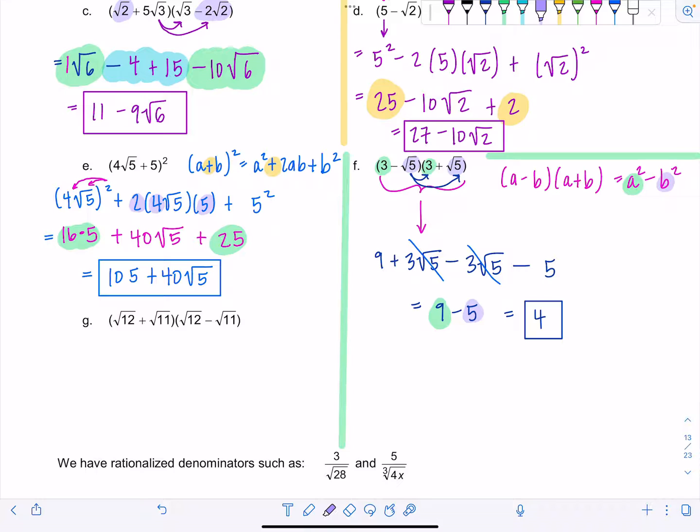Okay, so based on that, I think you guys can do G just in your head. See if you can do it right now. Don't write a thing down. Take about 10 seconds. Do you know what the answer to G is?